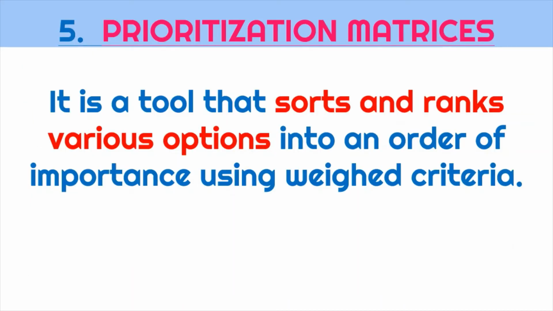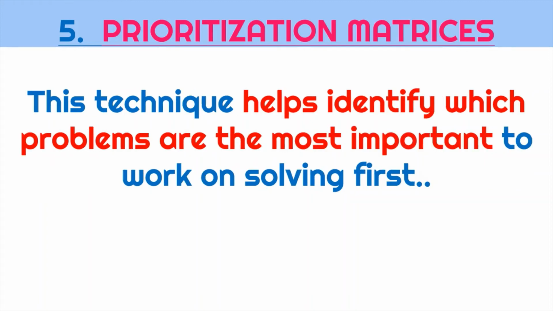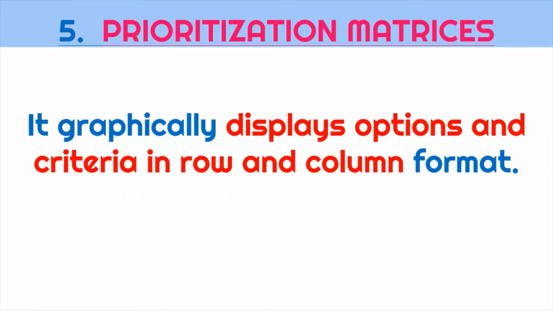And then, number 5, prioritization matrices. It is a tool that sorts and ranks various options into an organized order of importance using a criteria. This technique helps identify which problems are the most important to work on solving first. It graphically displays options and criteria in row and column format.